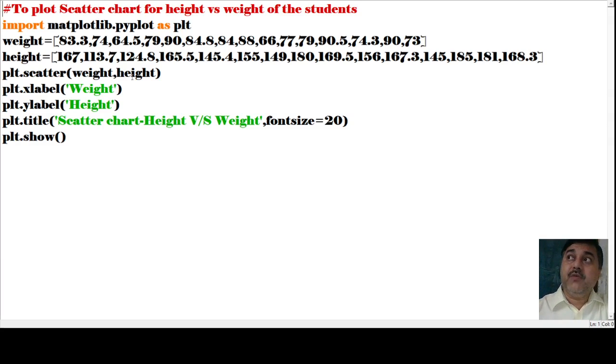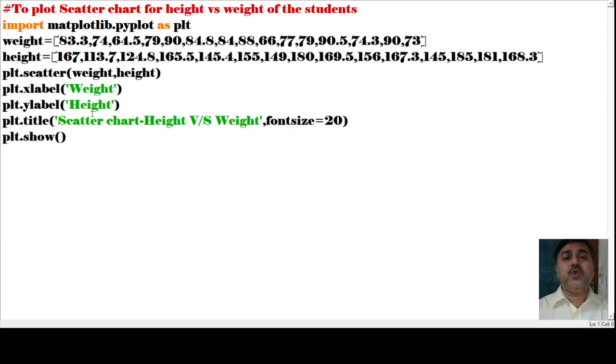So based on this weight and height, we have plt.xlabel. The x label I have named weight, and plt.ylabel has been given height. The title has been given here, scattered, height versus weight. Whatever title you want you can give it, and the font size has been given as 20. Based on the font size it will work. Now plt.show.